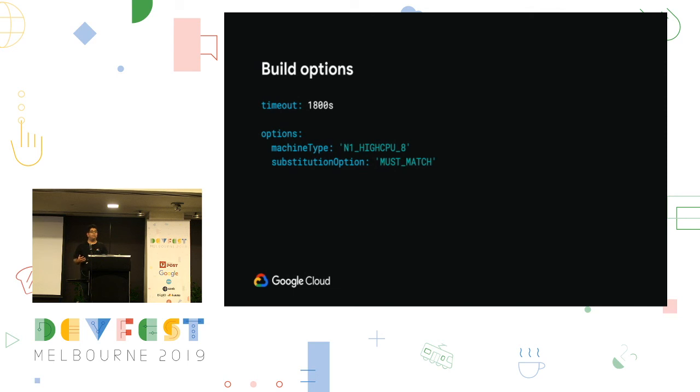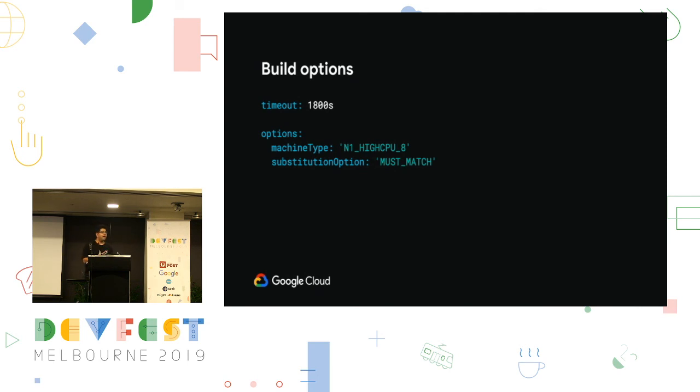So with Cloud Build today, we offer 3 machine types and they vary in price. That's the next slide. I'm not trying to hide that. But here is where you would basically specify it. And then the last one is, I think, a best practice that everyone should follow on Cloud Build: this substitution option called must match.